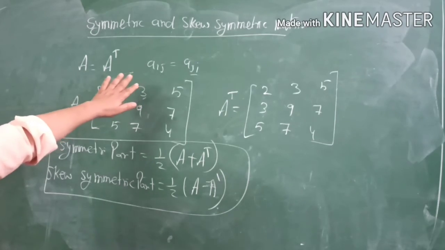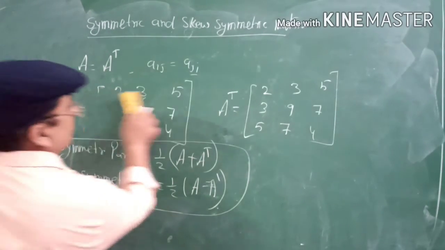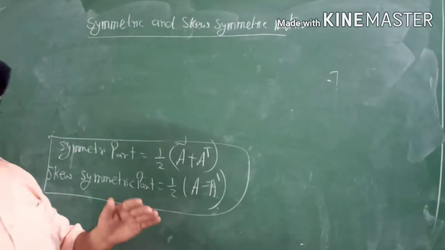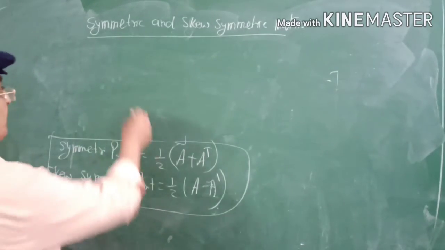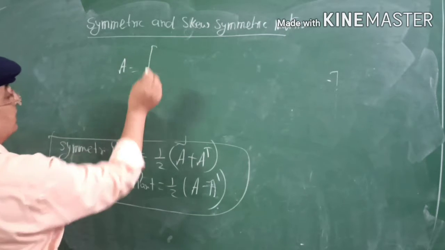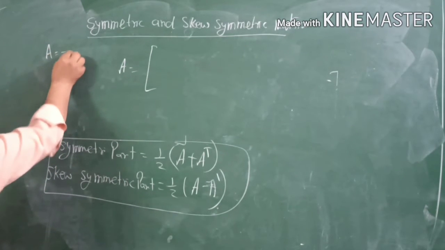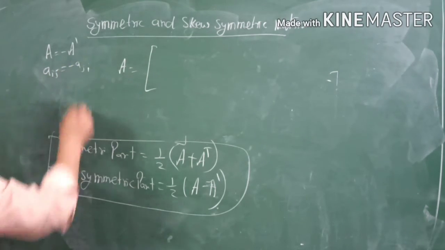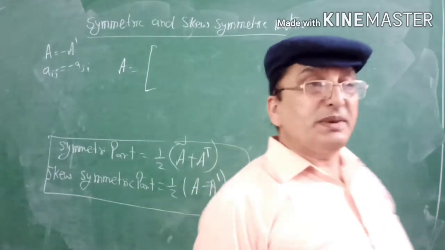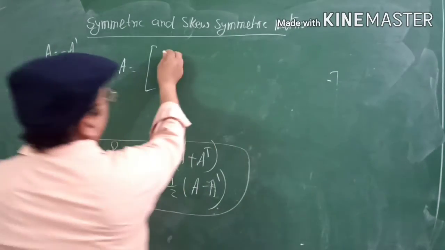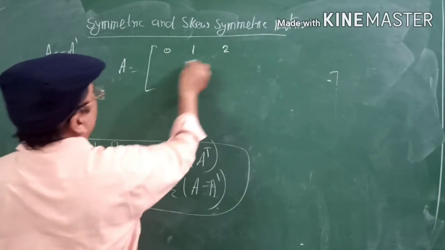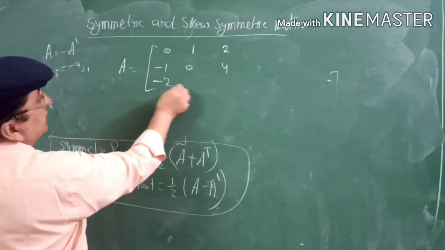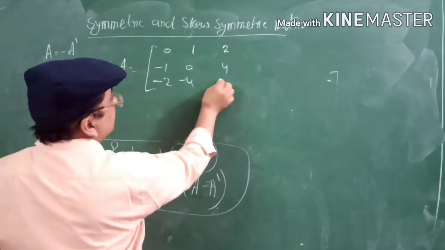This is the symmetric matrix. Now see, I would like to tell you about the skew-symmetric matrix. I already conveyed it, sent a message and a video also. Suppose A is the matrix where A equals minus AT and Aij equals minus Aji. This is known as a skew-symmetric matrix where the principal diagonal is 0: 0, 1, 2, minus 1, 0, 4 suppose, minus 2, minus 4, and this is 0.